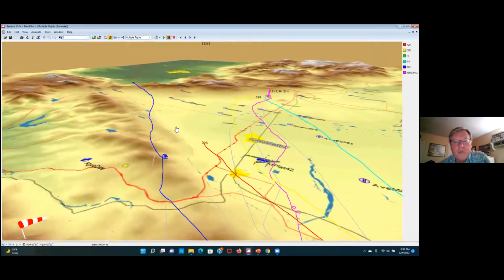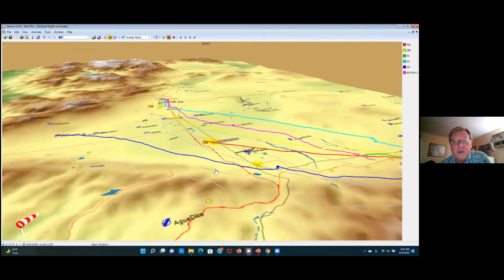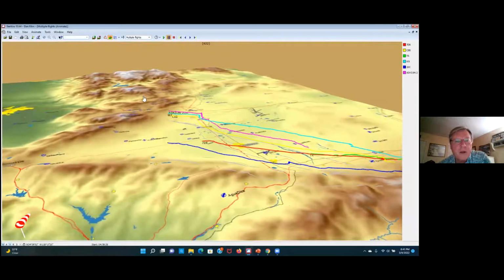We had to fly quite a bit over here, at least I did. Tom, I think you were behind me or with me. I think we were together actually in real time. And we were out in here getting a little bit higher to make our final glide.